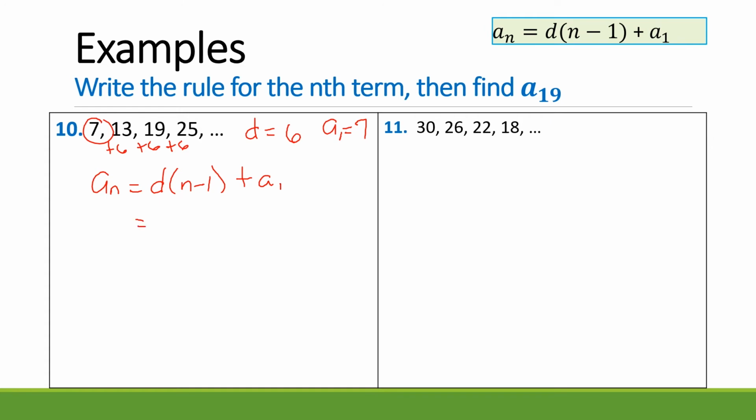So I want to write a rule. So my common difference is 6. And I leave that n minus 1. And a sub 1 is 7. So you may see it written this way, but if you're asked to simplify it a little more, we're just going to do the distributive property and simplify it a little more. So that would be 6n. Combining my like terms, that would be plus 1.